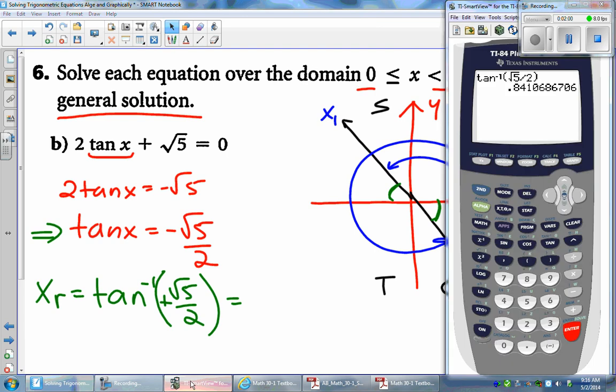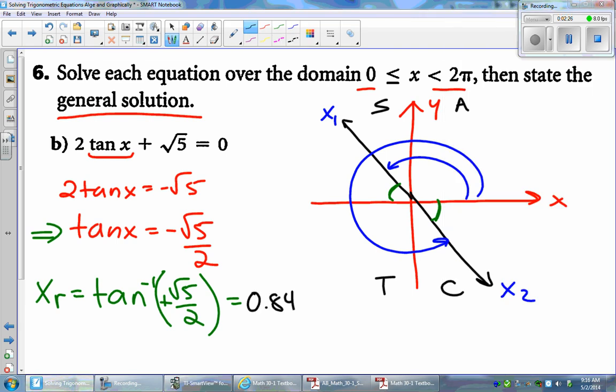So going into the calculator here, let's go ahead and solve for that. Make sure you're in the right mode first of all. We're in radian mode. And then we'll go second tan, and we're going to put in root 5 over 2. So let's see what measurement we get in radians. And we get 0.84 radians as a reference angle. Now we can't say that's our solution. We have to go back to the diagram. So this angle right here is 0.84, and this other angle right here is 0.84. So we're going to use that reference angle to find x1 and x2.